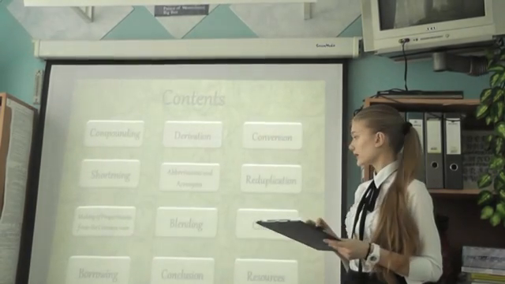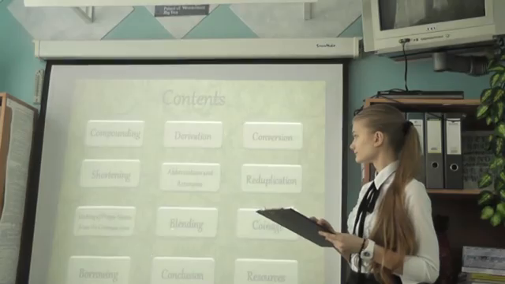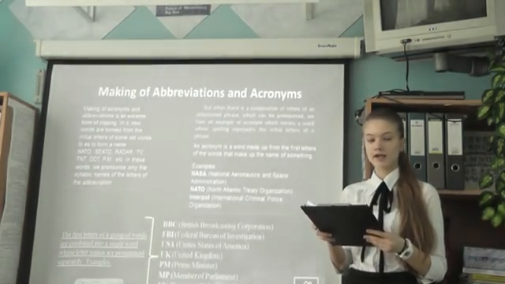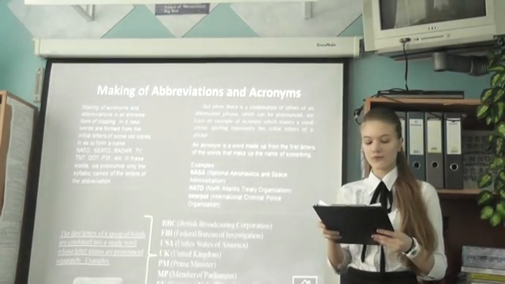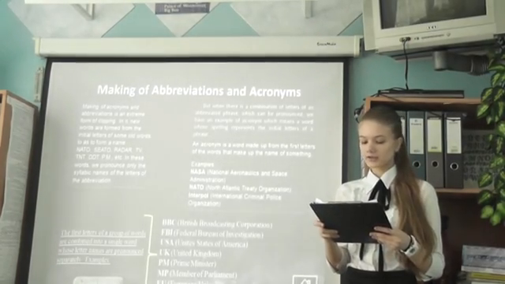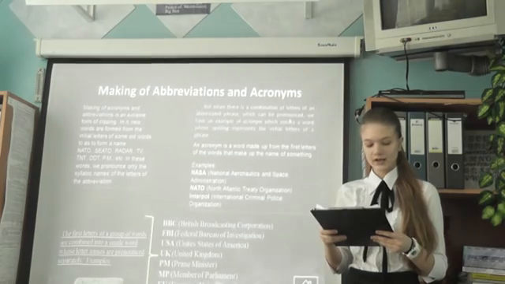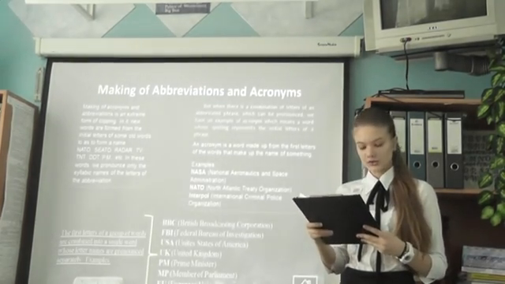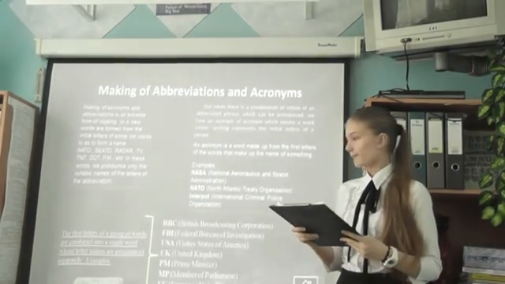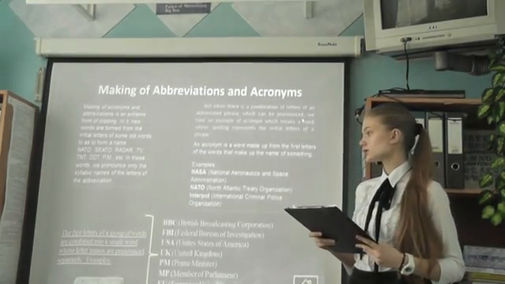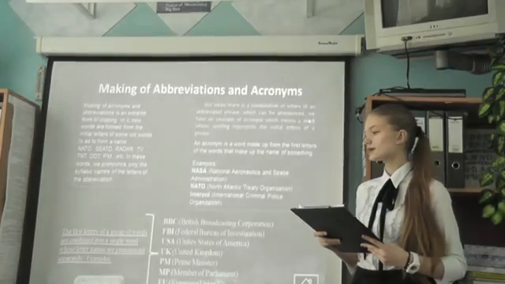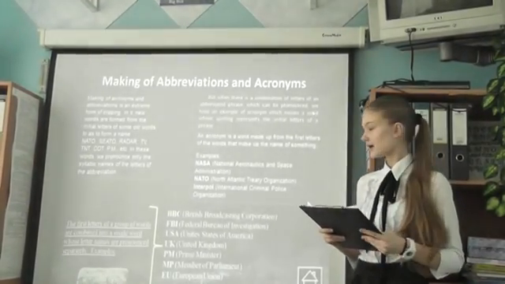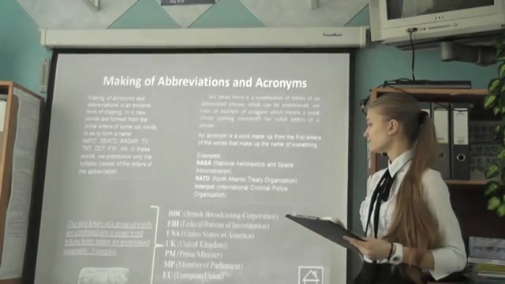Making of abbreviations and acronyms. Making of acronyms and abbreviations is an extreme form of clipping. In it, new words are formed from the initial letters of some old words. For example, NATO, TV, PM. The first letters of a group of words are combined into a single word. For example, BBC, USA, PM.